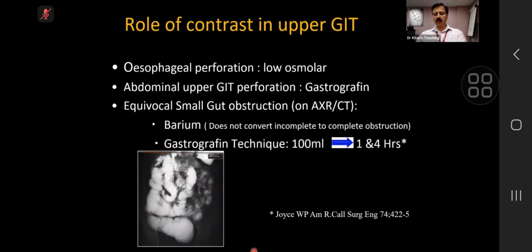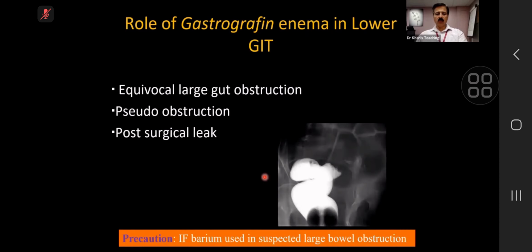There was a lot of debate 20 or 30 years ago, where surgeons used to say that barium can convert an incomplete obstruction to complete. Our literature does not agree with that. Gastrografin, some people think, is sort of therapeutic also. Again, controversial, but some people think like that. So both of these you can use.